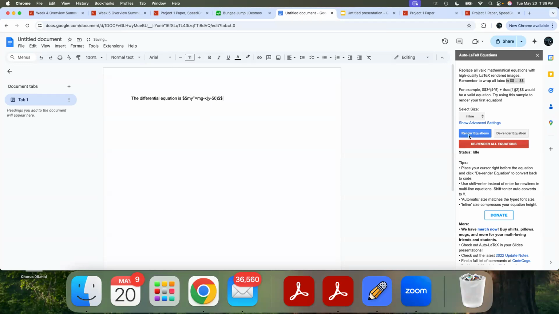And then I can hit render, and it'll give me a nice, beautiful equation. You don't have to hit render every time you type an equation. You could literally type the entire paper and hit render all at the end. I recommend typing two or three equations, rendering them, because you're going to make mistakes. If you make a mistake, highlight it and go back. Make sure the cursor is right before there and hit de-render, and then you can edit.